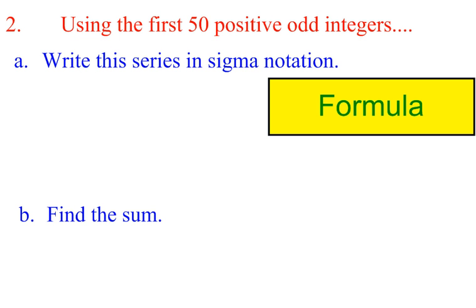So now, it says right the first 50 positive odd integers. So we have to come up with this sequence ourselves. So think of odd integers, that'd be like 1, 3, 5, 7, right? Odd integers. So that's my series, or my sequence. Now it wants me to do the series. So we're going to go ahead and use sigma here.